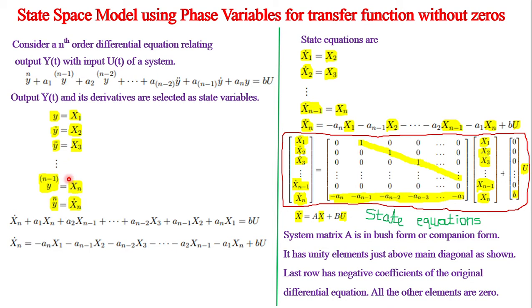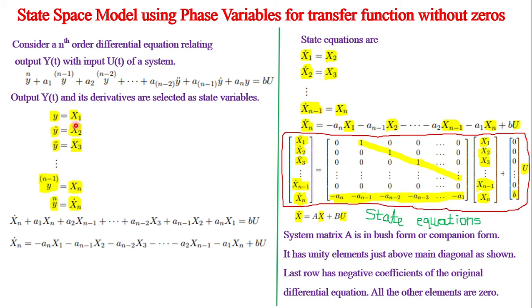Because y double dot means x3, y dot means x2, therefore y^(n-1) means xn, because double dot means here 2, here 3. So n minus 1 means n, therefore y^n is xn dot. There is no xn plus 1 because there are only n state variables.